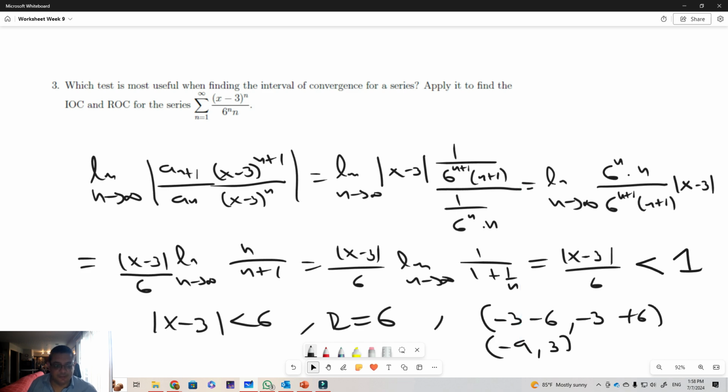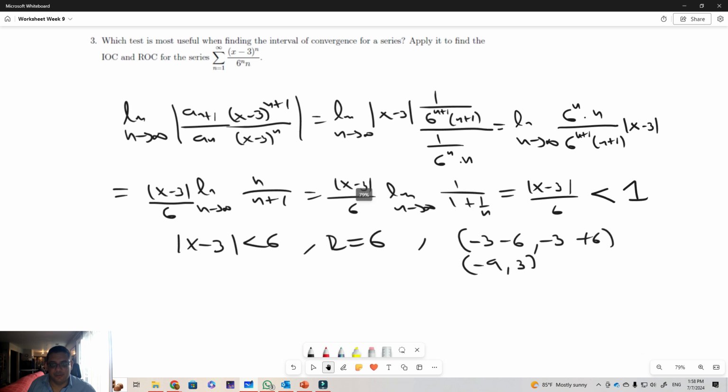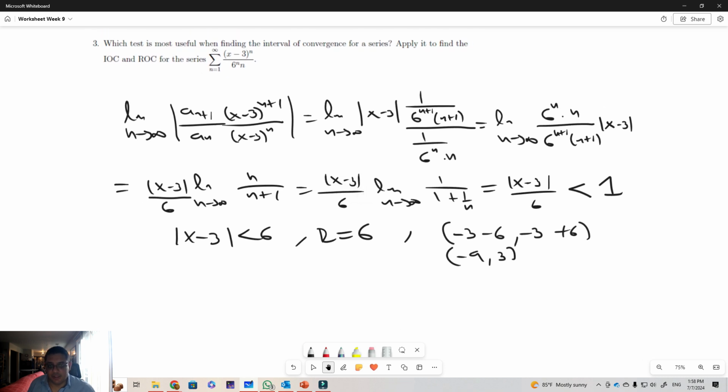Now, what is left to do here is, of course, verify what happens with these endpoints. We want to check what happens when we plug in minus 9 and what happens when we plug in 3. So if we plug in 3, then of course we have the series of 0, and so that converges.